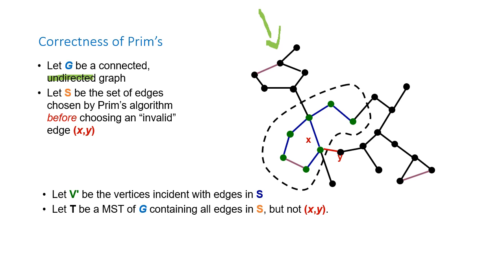Which one is the invalid edge? It's this one here, X and Y. And the reason why it's an invalid edge is because it forms a cycle. And by definition, we know that we should never form a cycle. Then we can let V prime be the vertices that are incident to S, and T be the minimum spanning tree that contains all of the edges, but not X and Y.